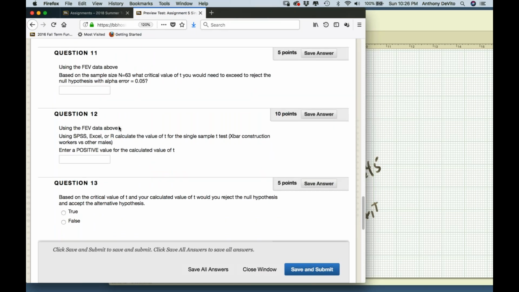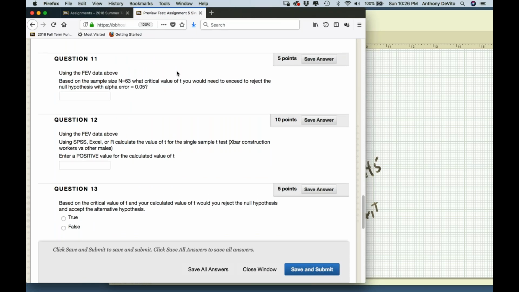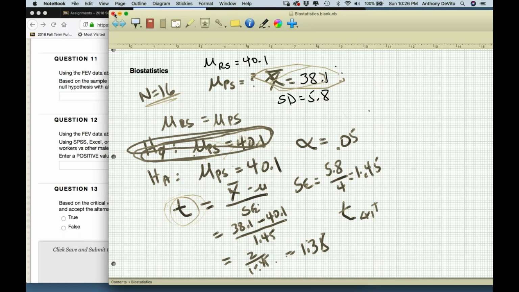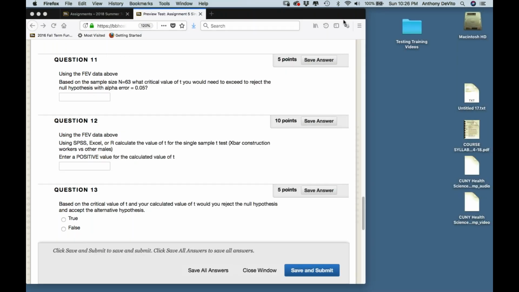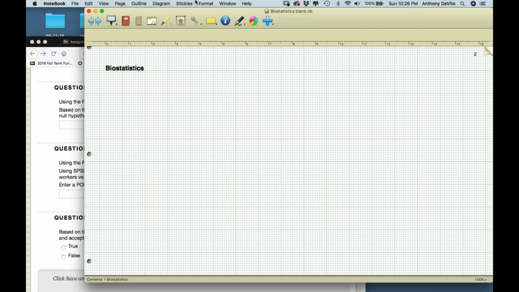Okay, so using FEV data above, based on the sample size 63, what is the critical value of t you would need to reject the null hypothesis, with alpha equal to 0.05? Okay, so let's see what we have here. I'm going to open up a piece of paper here.